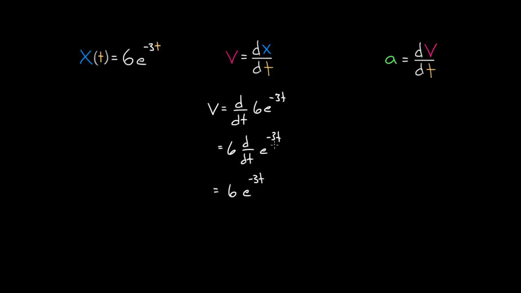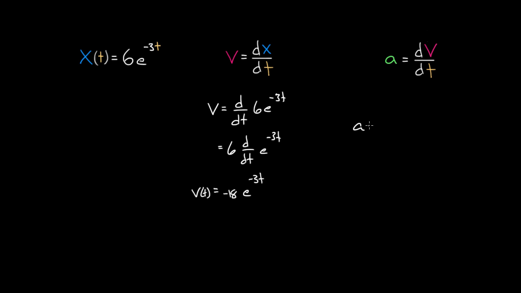So now, just like with my sine and cosine, I take the derivative of the argument up here, which is negative 3t, and the derivative of negative 3t with respect to t would just be negative 3, because the derivative of t with respect to t is just 1. So I get times negative 3, and 6 times negative 3 is just going to be negative 18. This would be my velocity of this squirrel as a function of time.